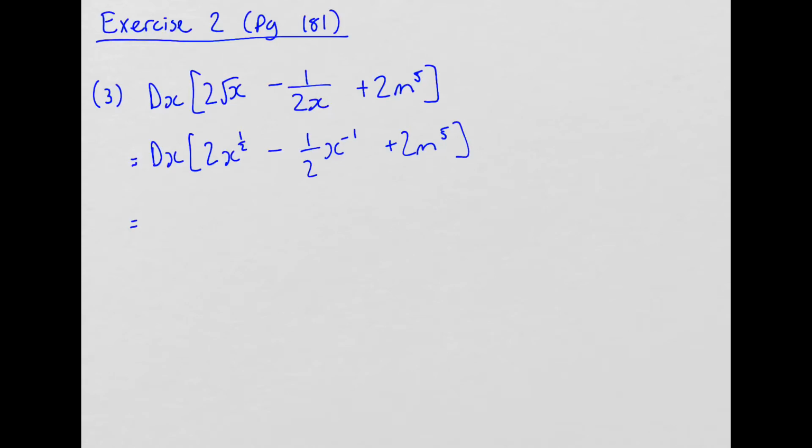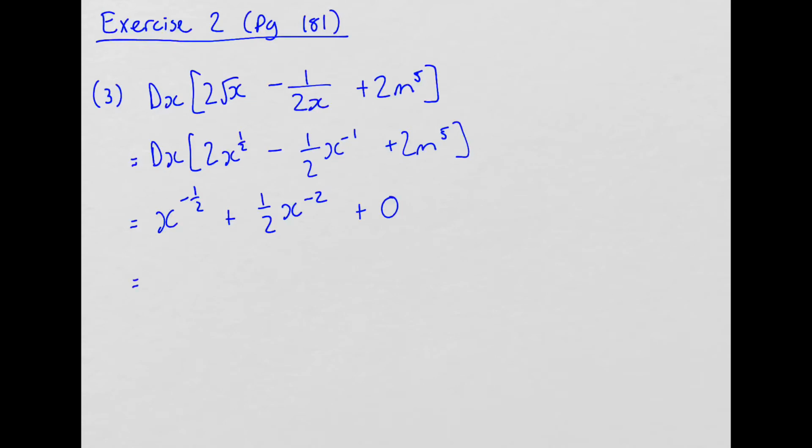So we're going to multiply this exponent to the 2 and subtract 1 from the exponent. Same here, multiply the negative 1 to the negative 1/2, subtract 1 from the exponent. So 1/2 times 2 is 1, then we get x to the negative 1/2. Second term, minus 1 times minus 1/2 is positive 1/2, x to the negative 2. And then plus 2m to the 5 is 0.